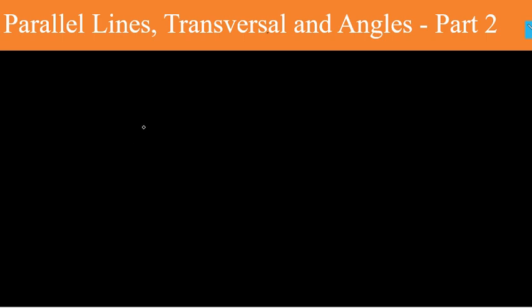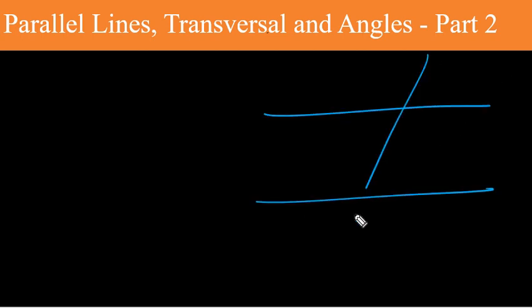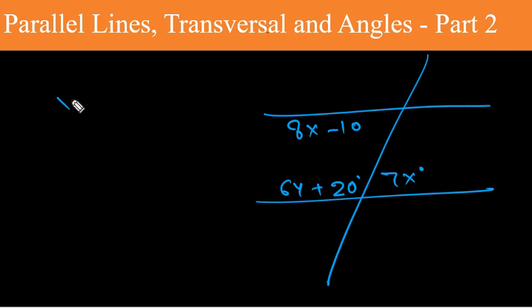Now let's try some questions where we include variables. In this one, let's say we have two parallel lines and there is a transversal line. This information is given. In the drawing, if you say it is not looking parallel, just assume it. This is 6y plus 20 degrees, and this is 7x degrees. Find the value of x and y. You guys try it.